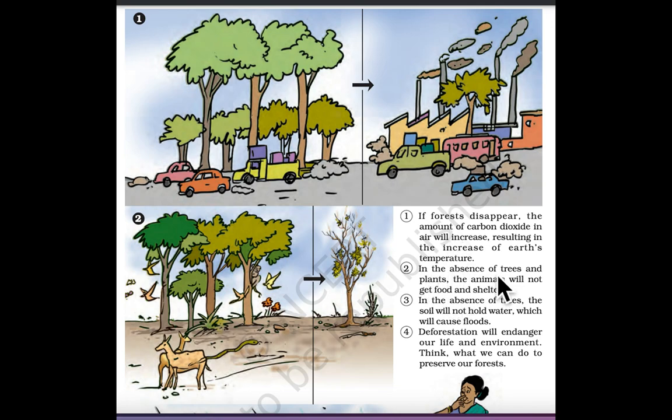In the absence of trees and plants, the animals will not get food and shelter. They will come to the cities. In the absence of trees, the soil will not hold water, which causes floods. Means soil erosion will be there. Less rainfall will be there. The deforestation will endanger our life and environment. The whole ecosystem will be disturbed. So we should preserve our forests. So forests are our lifelines.